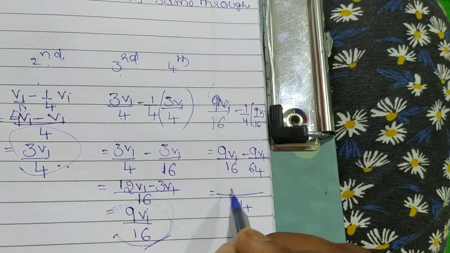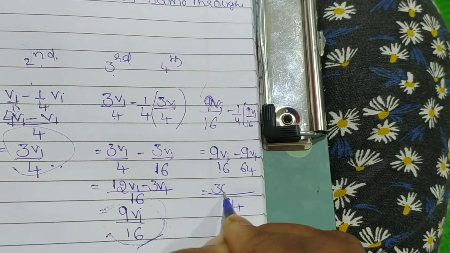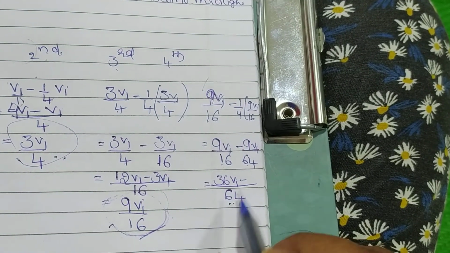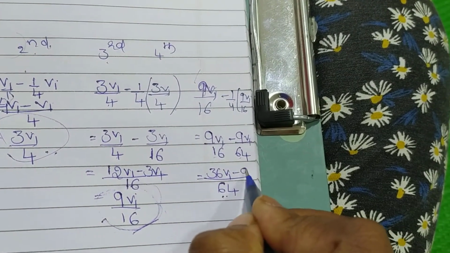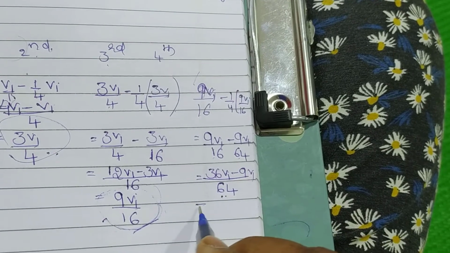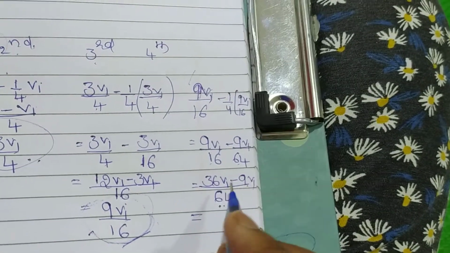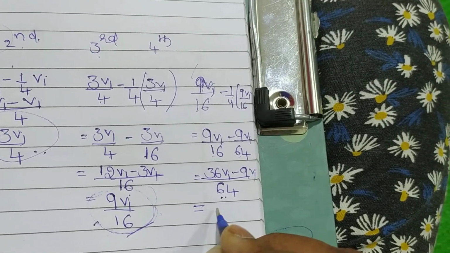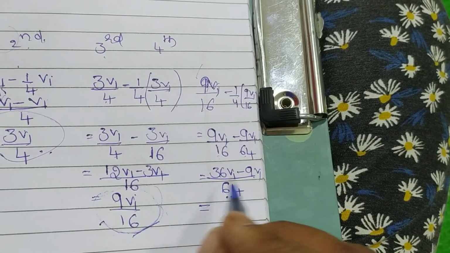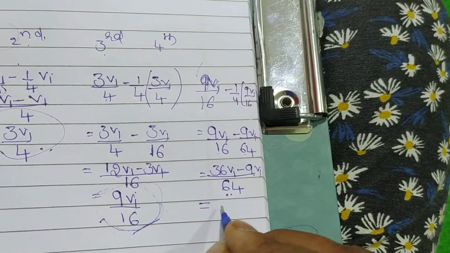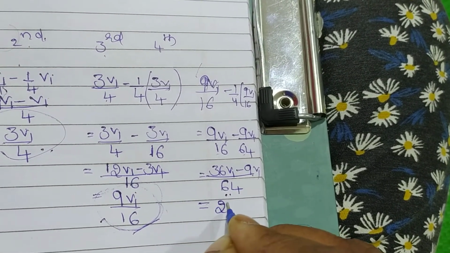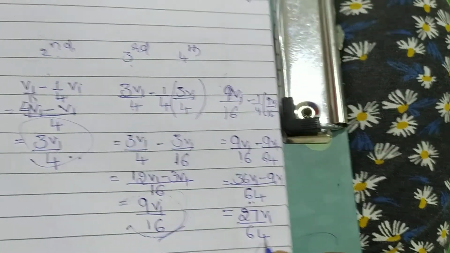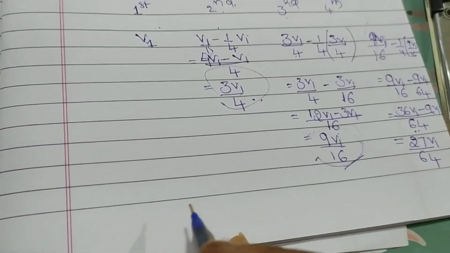16 goes in 64, 4 times. 4 nines are 36V1 minus, 64 goes in 64 one time, 1 into 9 is 9V1. So from 36V1, if I remove 9V1, you will get 27V1 by 64. So what are the terms we got here?